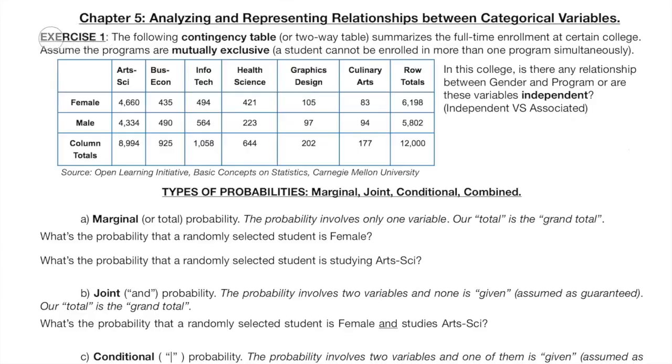In exercise 1, we cover the two devices that we use to analyze the relationship between two categorical variables, a contingency table and probabilities. A contingency table or two-way table is something like this. In a way, this is the equivalent of a scatter plot. Here we have a sort of x-axis, and along it we have the different values of a variable. In this case, the variable program. And here we have a sort of y-axis, and along it the different values of another variable, in this case the variable gender.